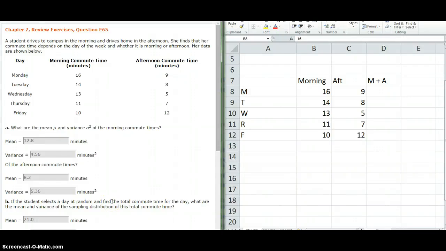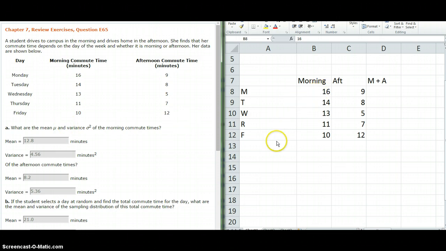Chapter 7 review exercises, question E65, and we have a student commuting to campus each day of the week, to and from campus. This was interesting to me because this is one of the first statistical studies I actually did, although my question of interest was which way to work was quicker. So we have the mean and variance of the morning commute times.